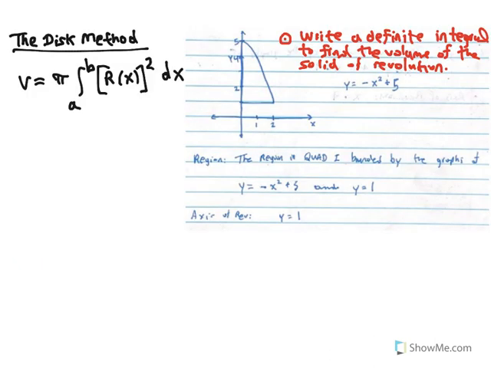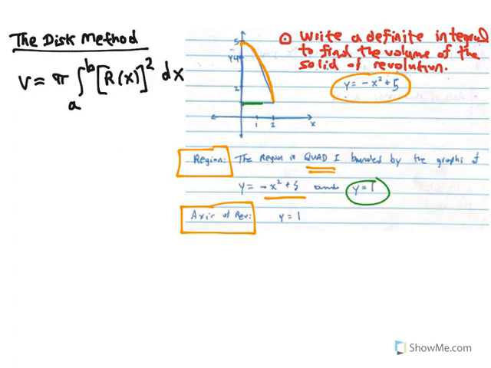The instructions we have are to write a definite integral to find the volume of the solid of revolution obtained by taking this region and revolving it about this axis of revolution. So our region is in quadrant 1, and it is bounded by the graphs of y is equal to negative x squared plus 5, which is shown here, and y is equal to 1, which is of course shown here. And it is in quadrant 1, so it would be this region here.